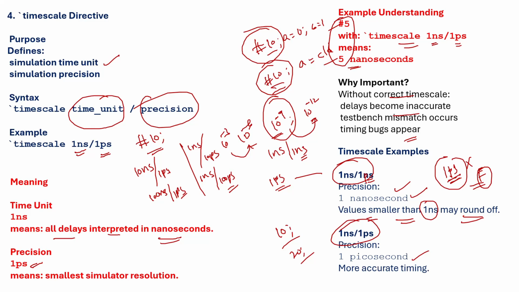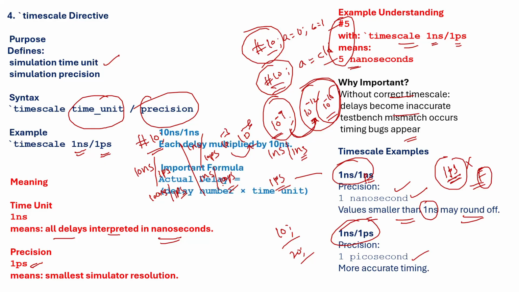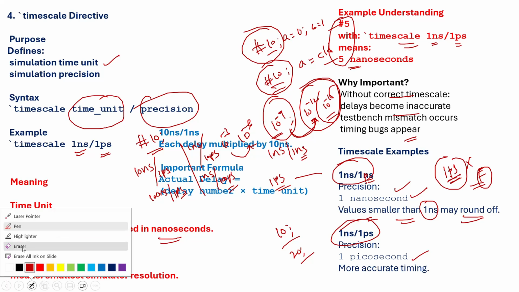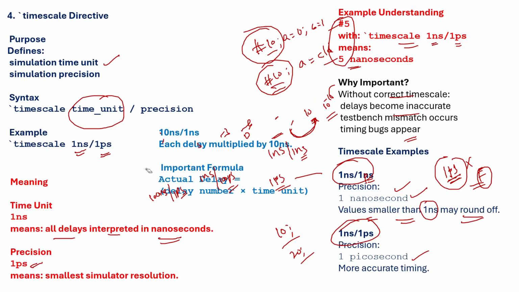So for 1 nanosecond, the highest value is that and the lowest value is the picosecond. Pico and femto, 10 to the power of minus 15, will not be considered during 1 nanosecond by 1 nanosecond. During 1 nanosecond by 1 picosecond, it takes exactly that, because any value there will be considered directly. Suppose 10 nanosecond by 1 picosecond is considered. That means each delay should be multiplied by 10.